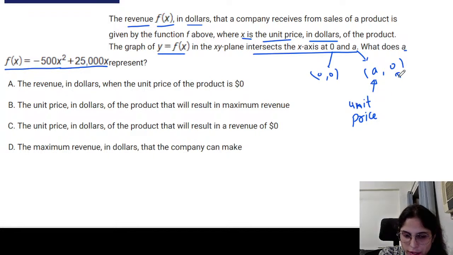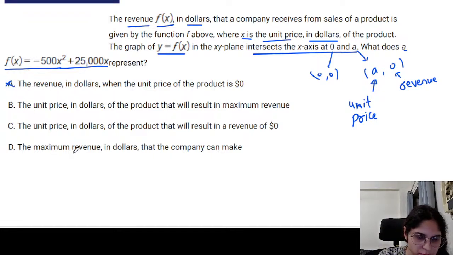And y coordinate or f of x is your revenue, so this is your revenue. So a represents the unit price when revenue is 0. So what does a represent? A represents the unit price. A represents the revenue, this is 1.